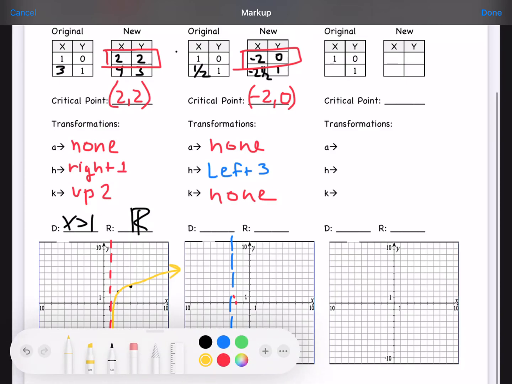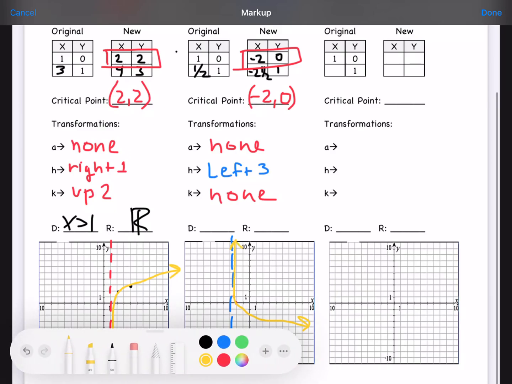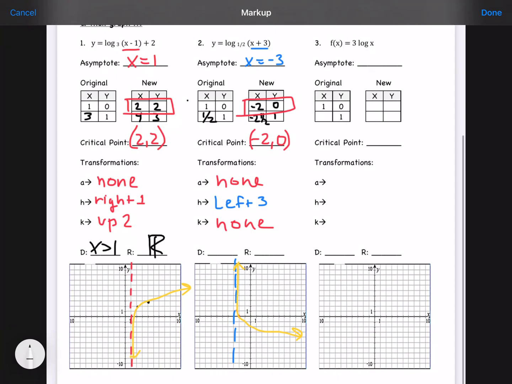And so we can see when we graph that, it's coming this way. And so it's getting smaller and smaller. That is because our base is 1/2. So when our base is between 0 and 1, we know the graph is decreasing. So we can see it's decreasing here. Our domain is x greater than -3. And our range is still all reals. So that's what's nice about these: if you can remember the range is always all reals for logarithmic functions, and the domain is always all reals for exponential functions.